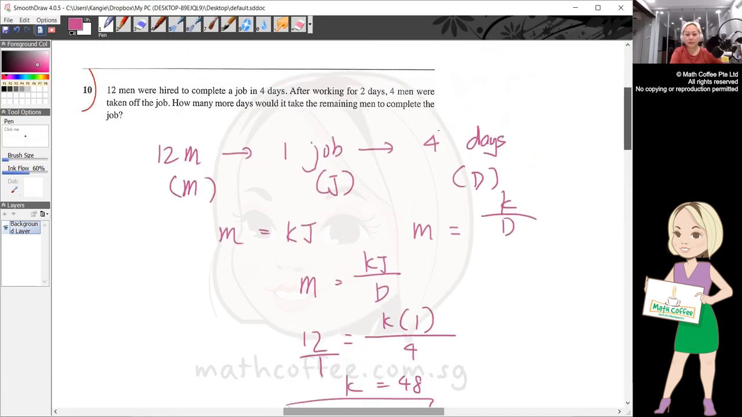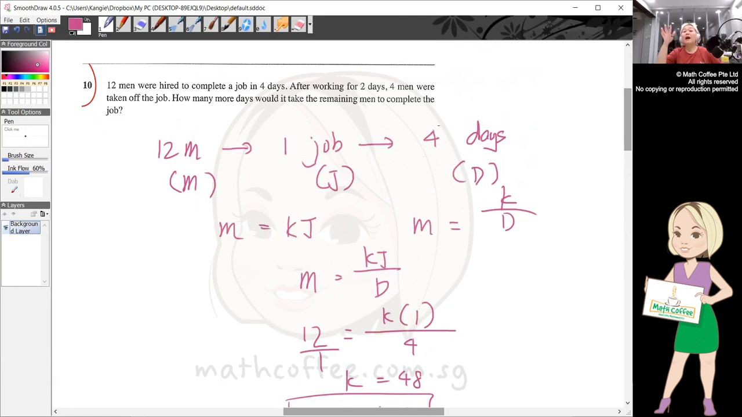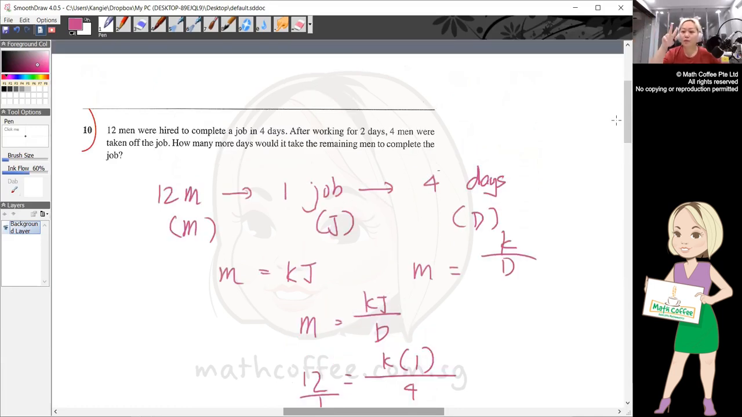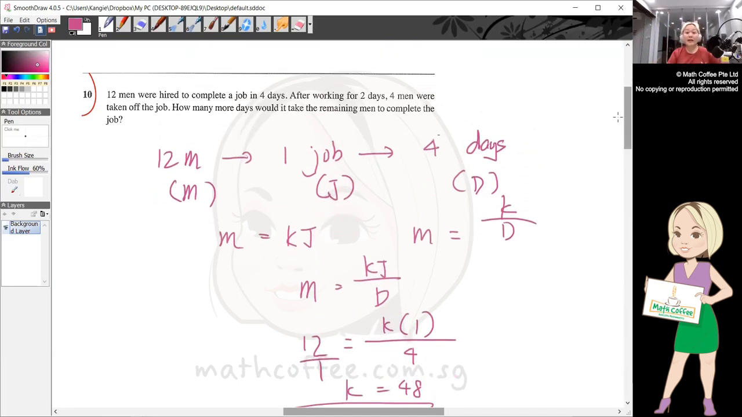Okay, now the question is, after working for 2 days, 4 men were taken off the job. So a lot of students say, same job, right? Okay, I'm going to sub in J equals to 1. And then the men taken off 4, so 12 minus 4, left with 8 men, correct? That's the common mistake that students do. You must understand that after working for 2 days, definitely some job is already done, right? So it cannot be 1 job anymore.